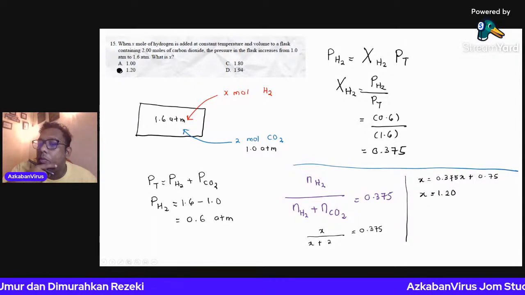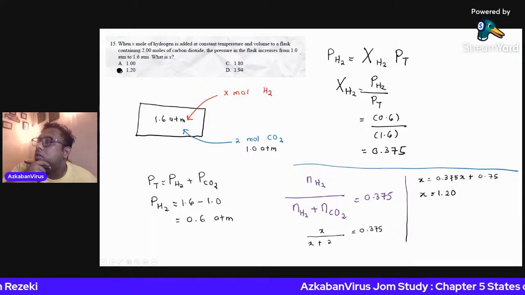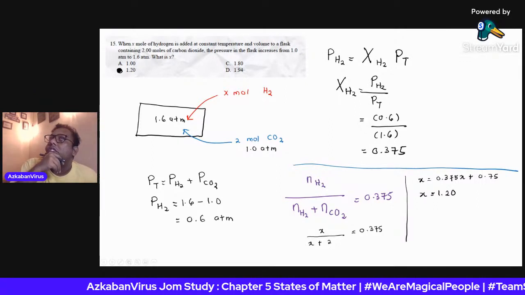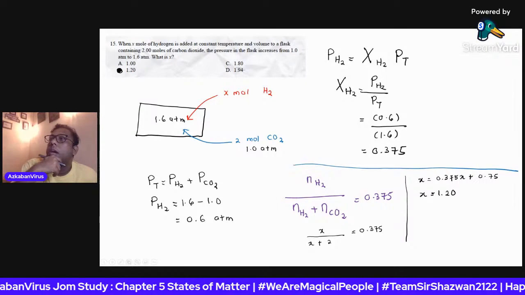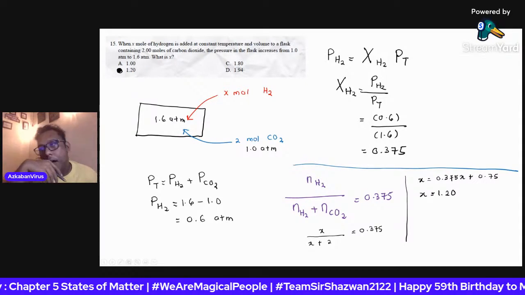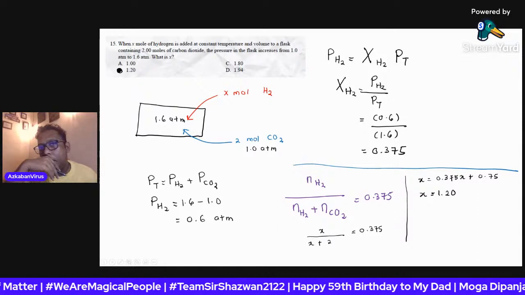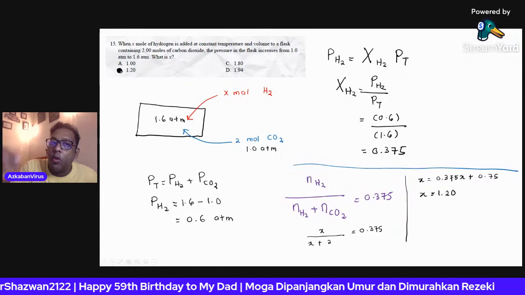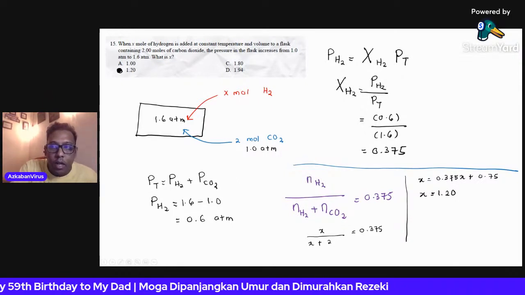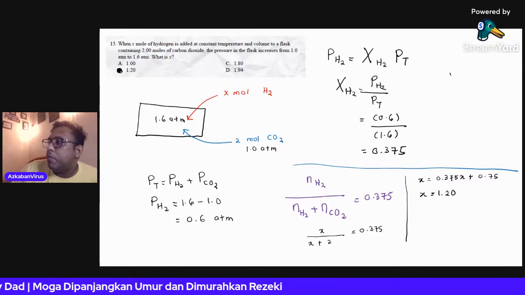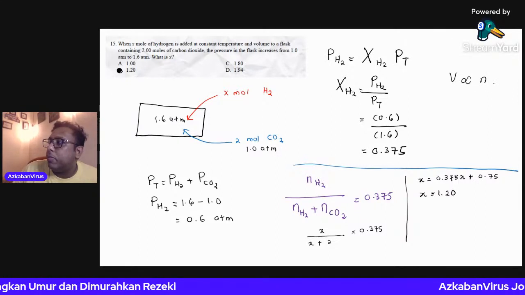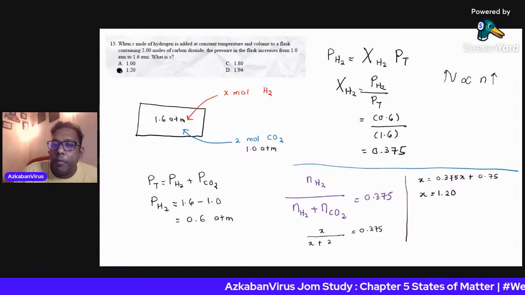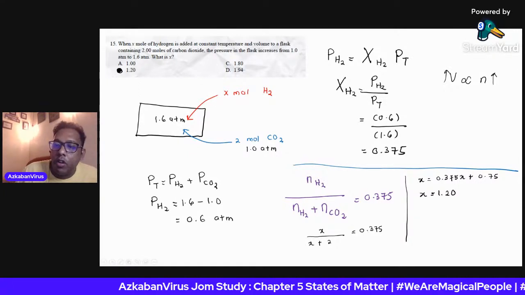Guna Avogadro Law. Boleh tak guna Avogadro Law? Mana Avogadro Law? Mol bertambah. Sekejap. Avogadro Law tak boleh sebab dia at constant pressure. Sekarang ni pressure berubah. Okay, Avogadro Law, volume is directly proportional to number of mole. Maksud tambah mole, tambah volume. So sekarang ni volume ni tetap. Partial pressure yang berubah. So you tak boleh guna Avogadro Law tu.